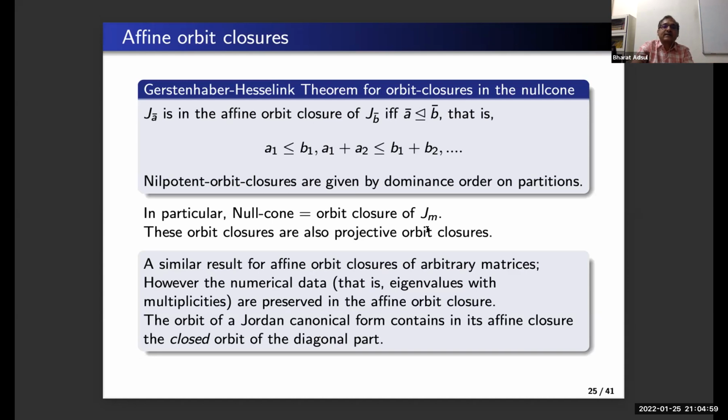Okay, so in particular, if I look at this m by m full Jordan block with all ones on the superdiagonal, then its closure is the entire null cone. And it turns out that if I look at these orbits in the null cone, their orbit closures are in fact also projective orbit closures. Okay, they are already closed cones. So inside the null cone, the affine orbit closures coincide with the projective orbit closures. And you can essentially take this picture inside the null cone and lift it to outside the null cone as far as affine orbit closures are concerned.